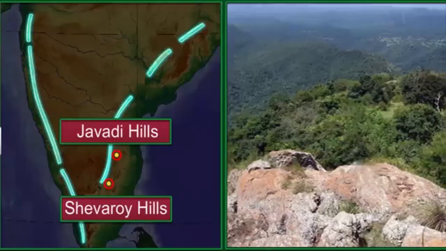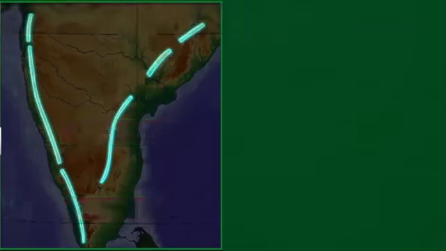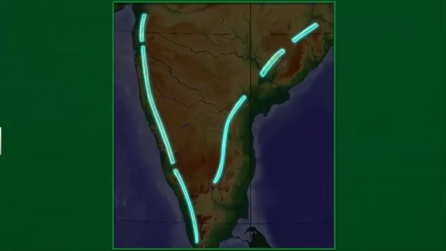The map shows the location of some of the famous hill stations of this region: Udagamandalam or Ooty and Kodaikanal.